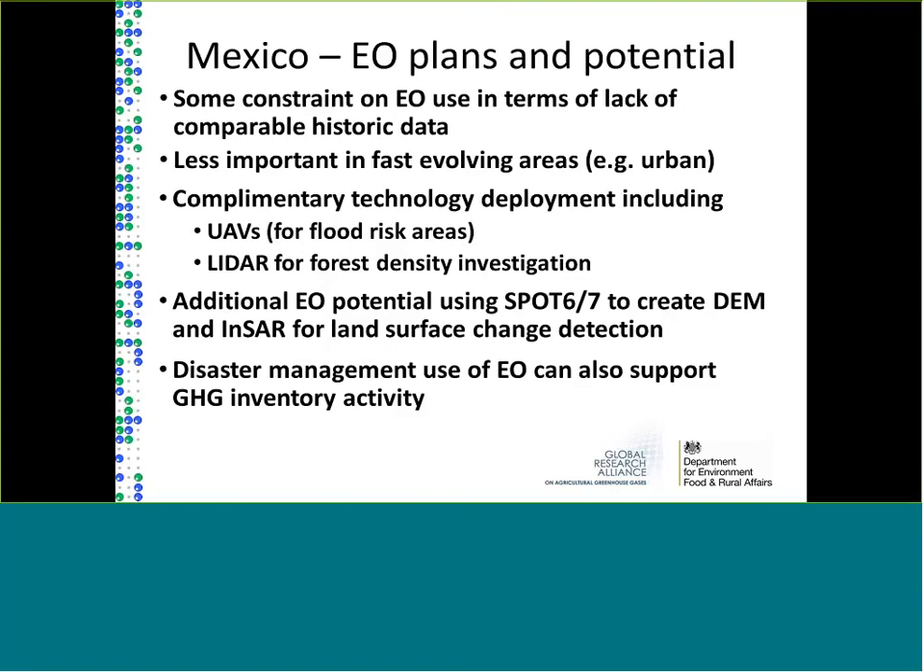Disaster management is also another driver for their work, and the Earth observation data that's acquired for that and the techniques have been found to have been useful for the greenhouse gas inventory activities.